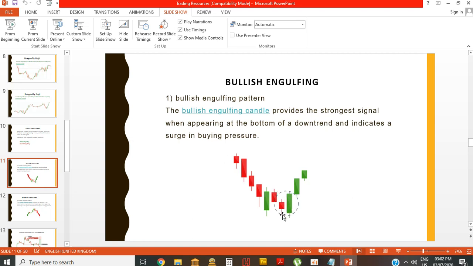So these two candles make up the engulfing. This one engulfs the previous one, covering it well. This has to be red and this has to be green. So when you spot this, you buy, the market will go up.